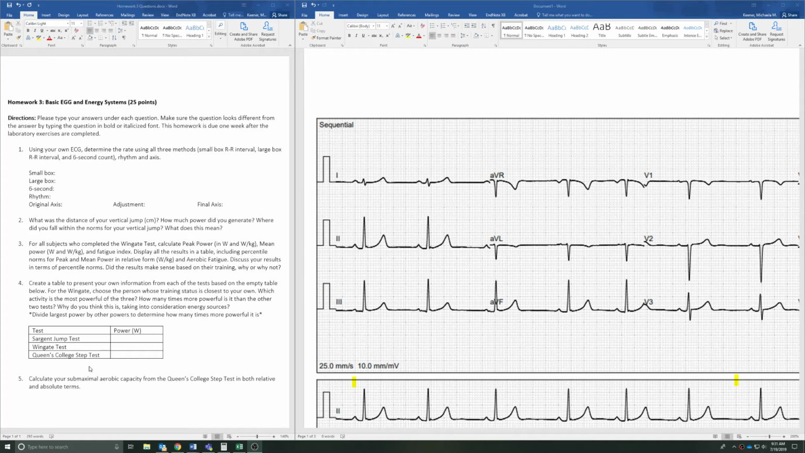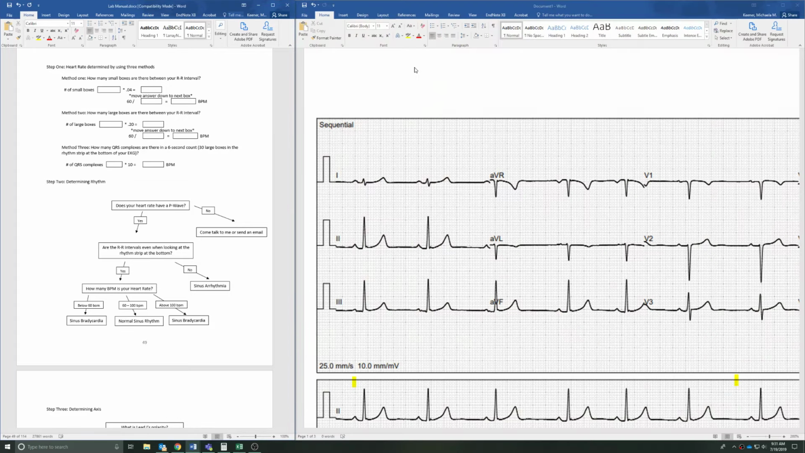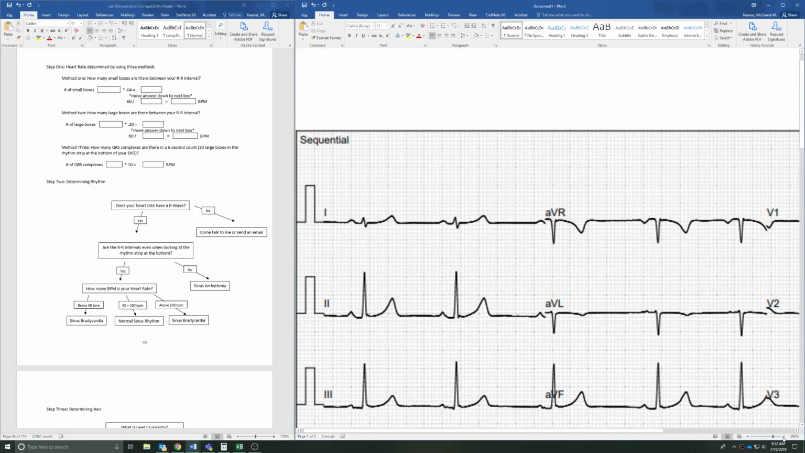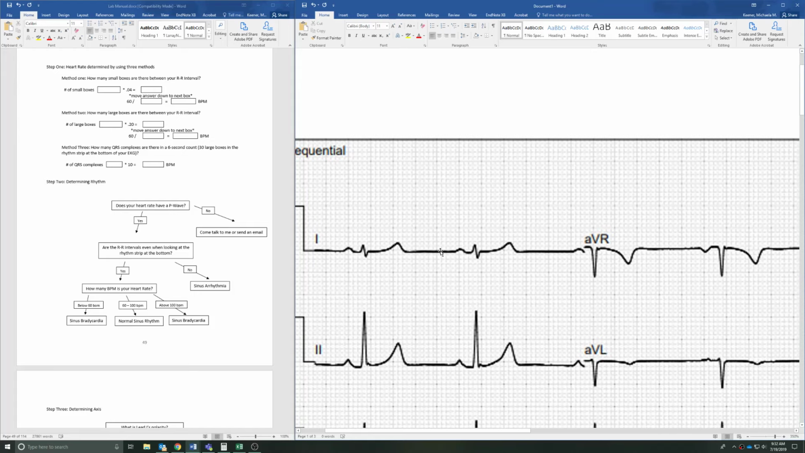So to begin with, if you open your lab manual, you will see that on page 49 there's the first step. So method 1 is how many small boxes are between your R to R interval. So this 0.04 here represents the time between each of these tiny little lines that we see. And so if I'm using this ECG and I zoom in a little bit more, obviously my lines get a little bit blurry, but it happens.